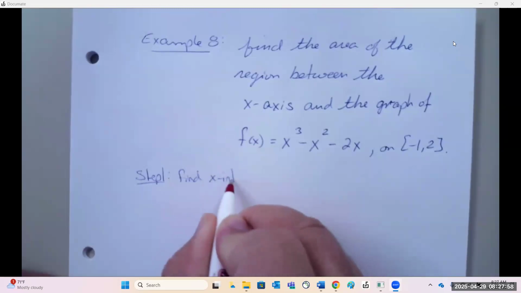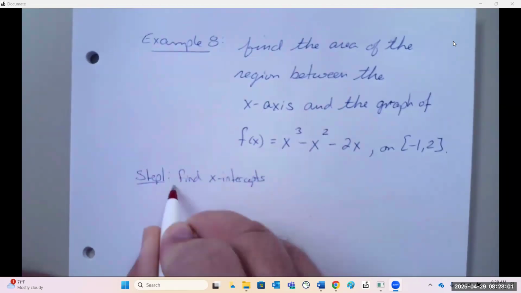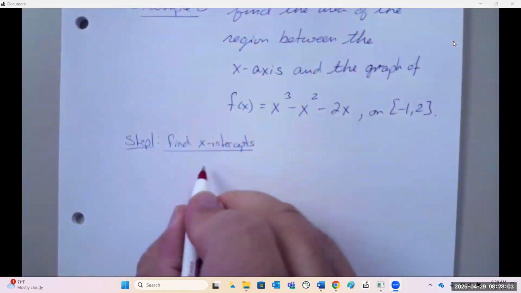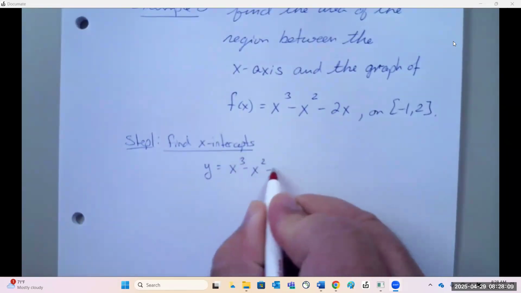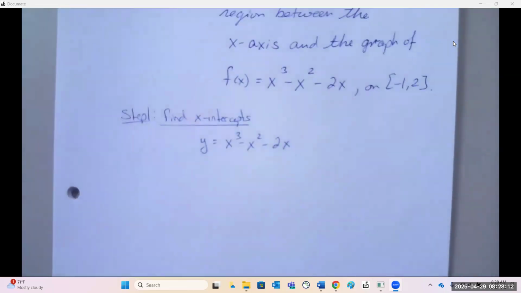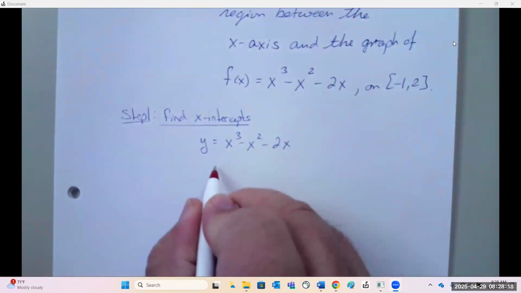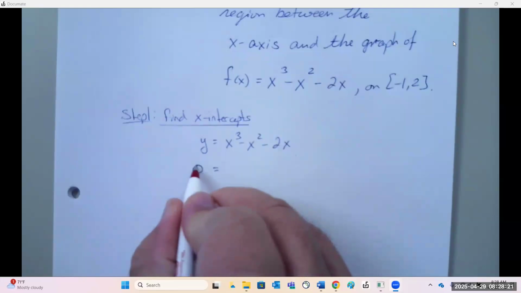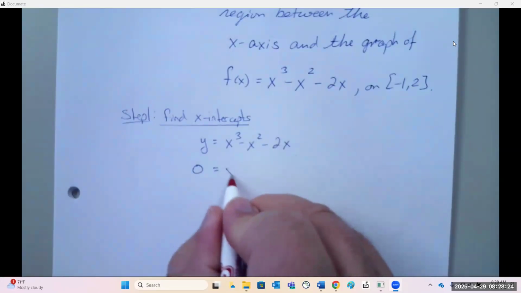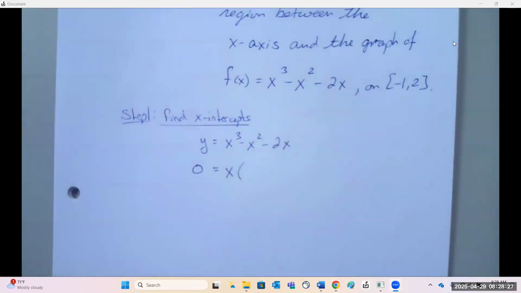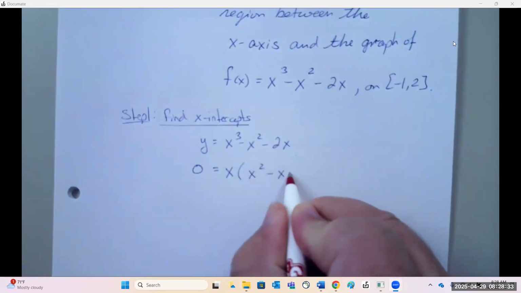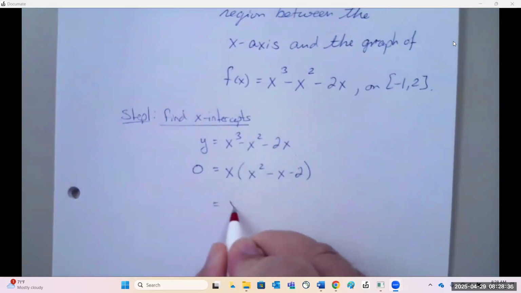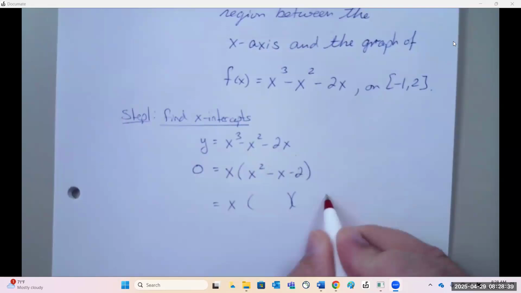So step 1. Find the x-intercepts. So we got y equals x cubed minus x squared minus 2x. The first thing we do, okay, we set it equal to 0, but we got to factor this one out first. They all have an x in common. I factor out an x, we have x squared minus x minus 2. And see if I can go one step further and factor out the other one.